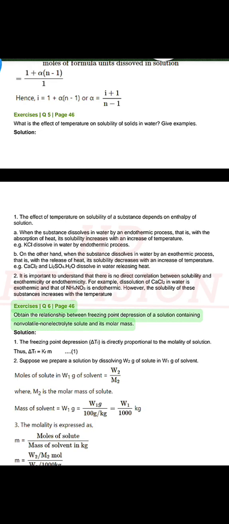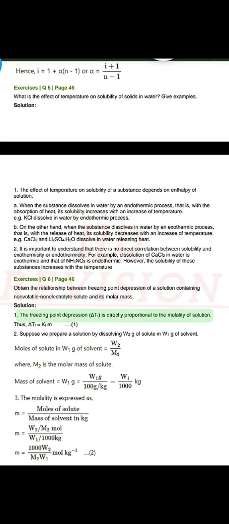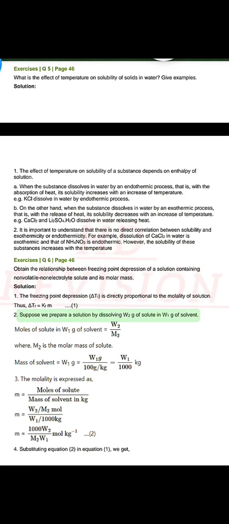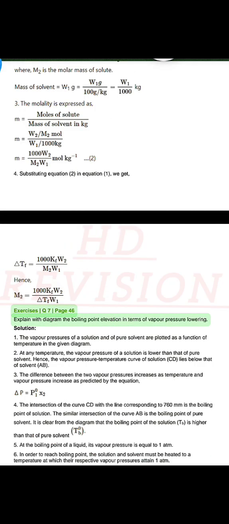Exercises Q6, page 46. Obtain the relationship between freezing point depression of a solution containing a non-volatile non-electrolyte solute and its molar mass. Solution: The freezing point depression, ΔTf, is directly proportional to the molality of the solution. Thus, ΔTf = Kf m. Suppose we prepare a solution by dissolving W2 grams of solute in W1 grams of solvent. Substituting equation 2 in equation 1, we get the relation.